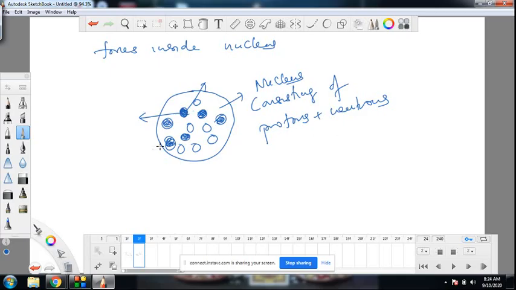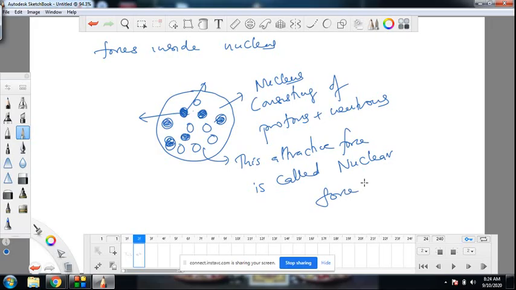So, in spite of repulsions, these protons are together, which means there is some other attractive force between these protons. Not only between protons, between any two protons there is an attractive force. Between proton and neutron also there is an attractive force. Between two neutrons also there is an attractive force. This attractive force is called nuclear force. We will see about this nuclear force shortly.